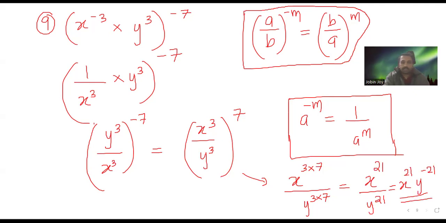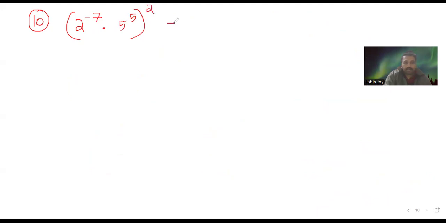Next question, question number 10. Open the bracket: (2 raised to minus 7 into 5 raised to 5), the whole square. What is the value of this expression? (2 raised to minus 7 into 5 raised to 5), the whole square.